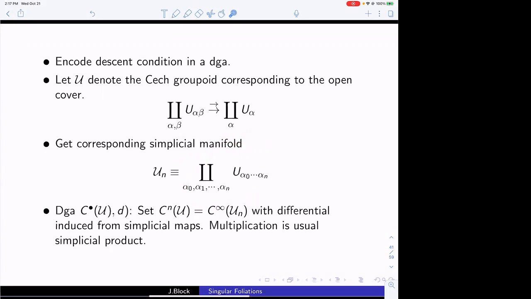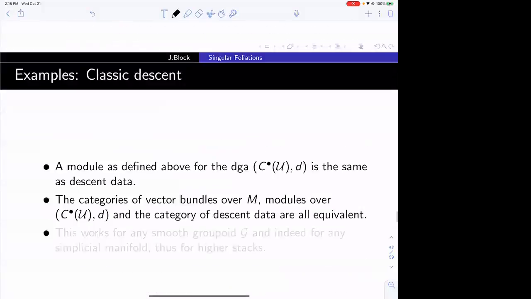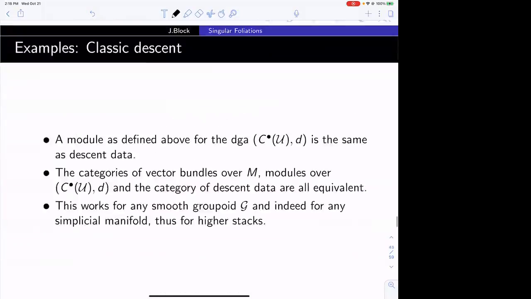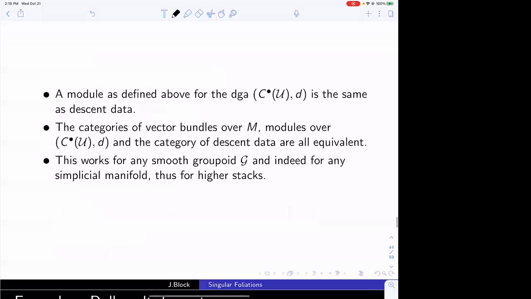And you form a natural DGA from this, and it's just kind of what you imagine it to be. The things in degree n are just the smooth functions on U_n. The differential is induced by the simplicial maps. Multiplication is the usual simplicial product, the front face, back face product of things. So this forms a nice DGA. And now you get the following: a module, as defined above, for the DGA C^•(U) is the same as descent data.